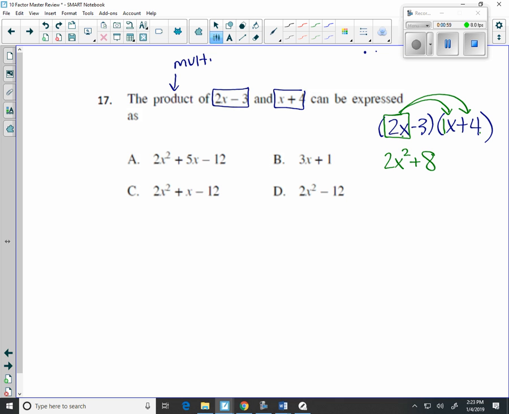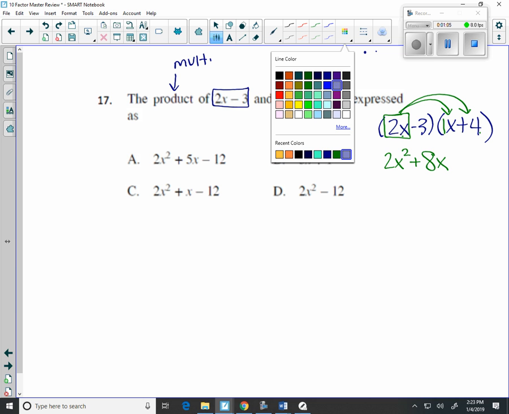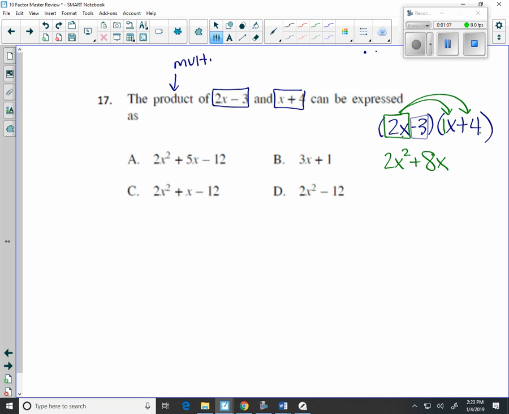And x, I don't have an x without 4. I do have an x with 2. And now we want to multiply by negative 3. Negative 3 times 1x. Negative 3 times 1 is negative 3, and then I have an x. And negative 3 times 4 is negative 12. So I can get rid of b as an option right now.